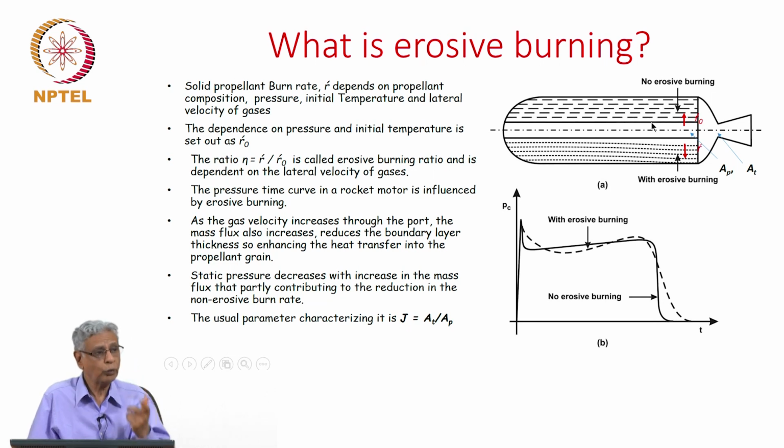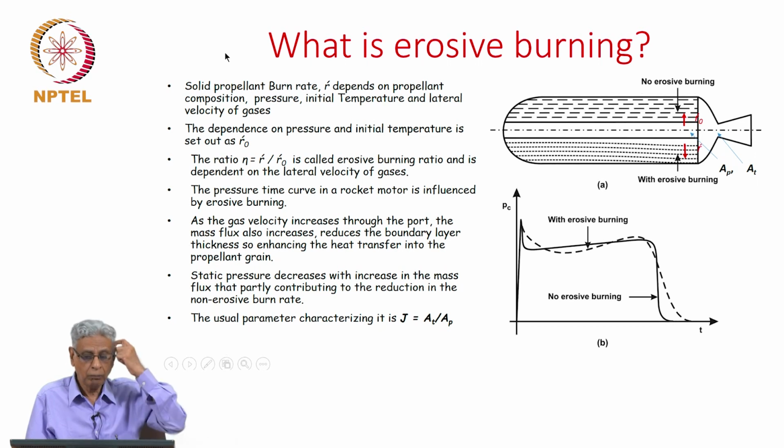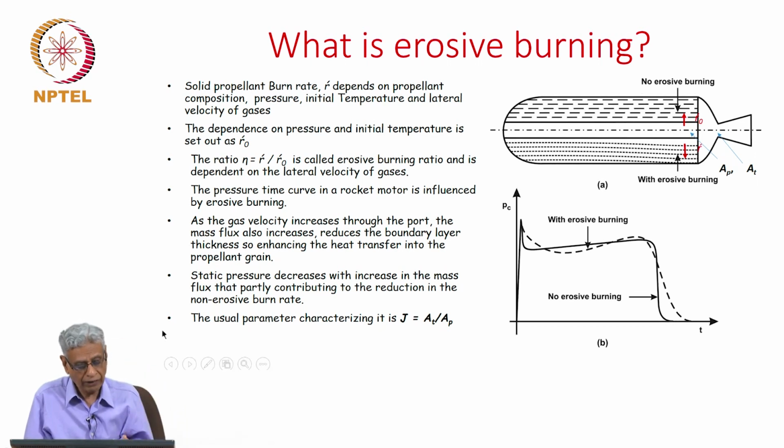At the throat, you know that you have acoustic speed, and if the port area is very large, you know the velocity is small. But as you keep having a larger value of J, which means that the port area is much larger than the throat area, the velocities here will be small. Let us see what happens next.